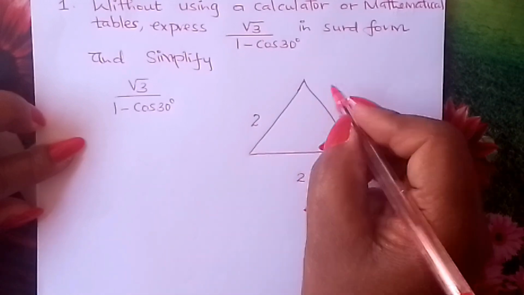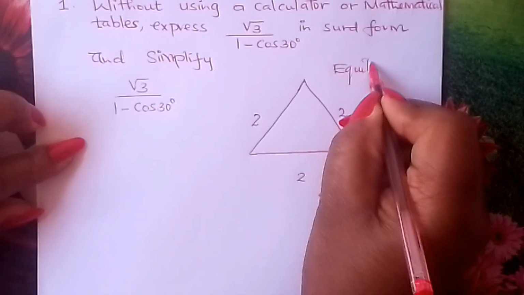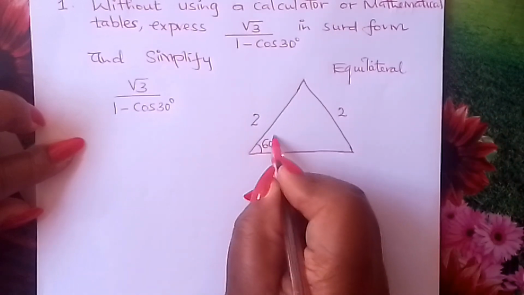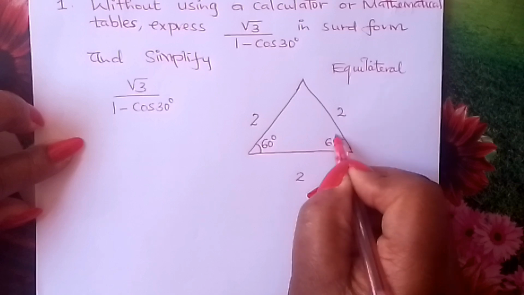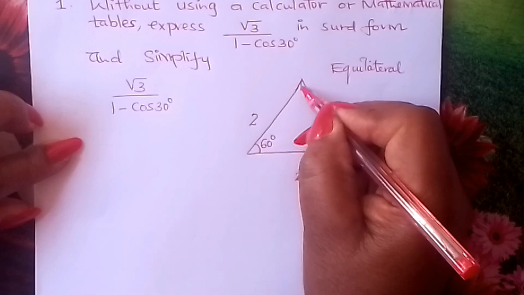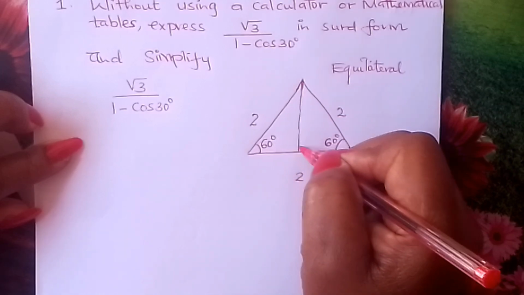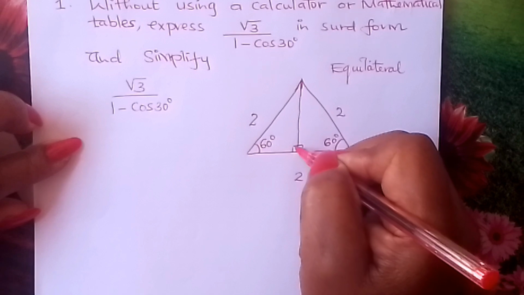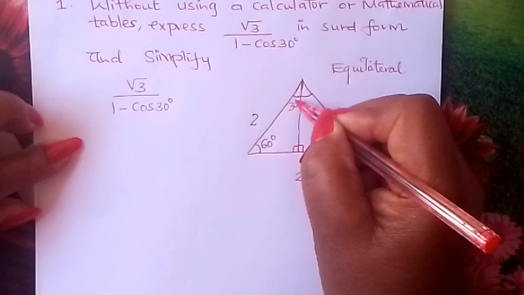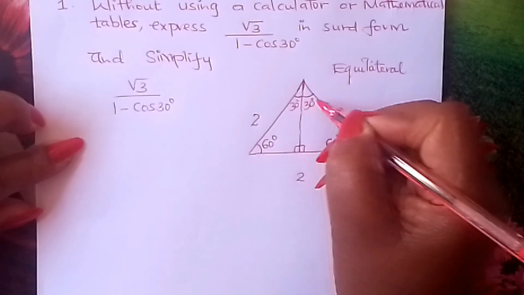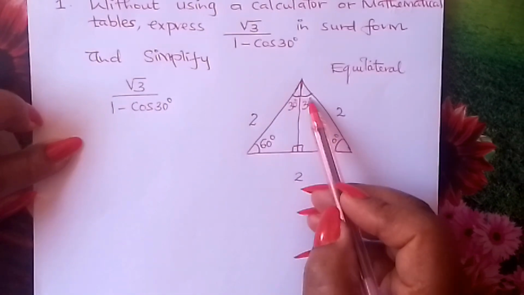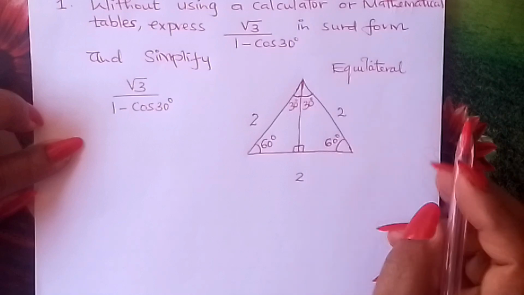In this equilateral triangle, we know that all the angles are 60 degrees. But we normally drop a perpendicular to the base, so that this angle is now 30 degrees and 30 degrees. Remember, the whole angle is 60 degrees, but once you drop a perpendicular, the angle is divided into 2 equal parts, 30 degrees, 30 degrees.